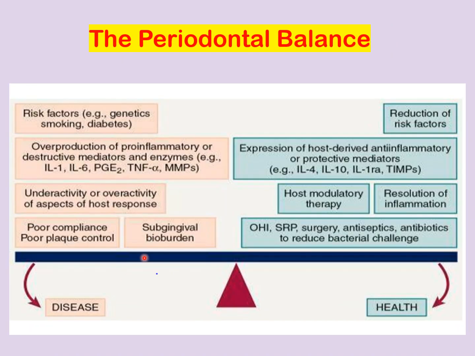This diagram shows the balance between periodontal health and periodontal disease. On the left side, we can see that for disease to occur, we need the presence of risk factors, overproduction of pro-inflammatory destructive mediators, underactivity or overactivity of aspects of host response, poor plaque control, and subgingival bioburden. And for periodontal health, mainly we need reduced risk factors, production of anti-inflammatory or protective mediators, resolution of inflammation, OHI, SRP, surgery, antiseptics, antibiotics to reduce the bacterial challenge.